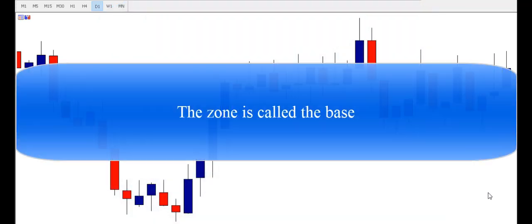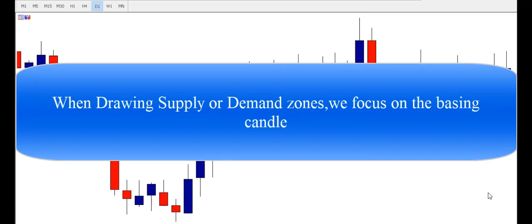The zone is called the base, and it is the beginning of the strong move that is made by a bank or any financial institution. When drawing a supply or demand zone, we focus on the last candle that is formed before the strong move. This candle is called the basing candle.